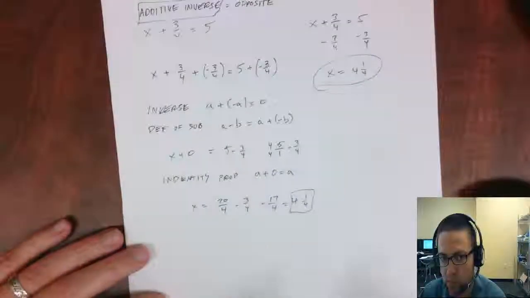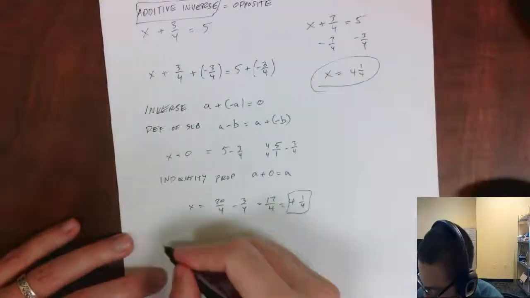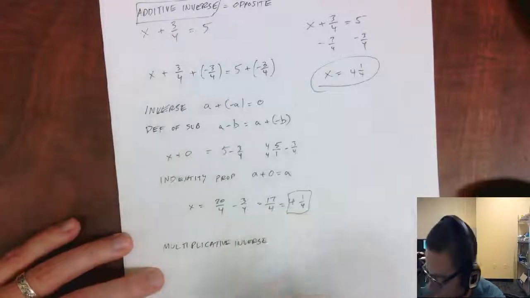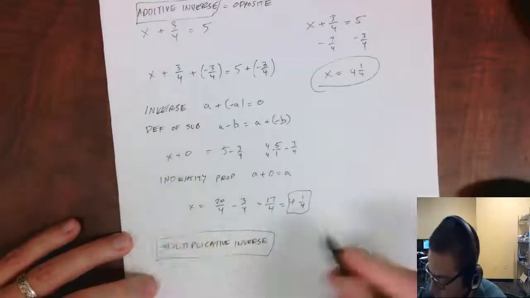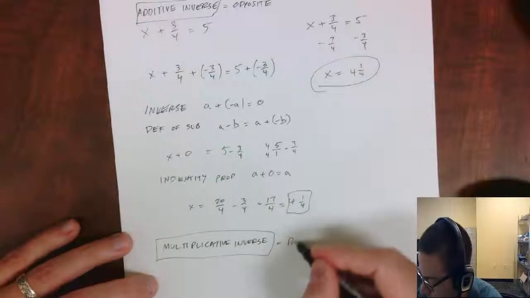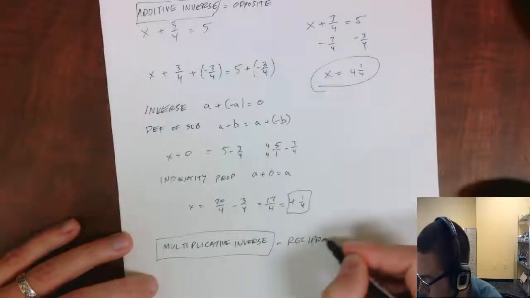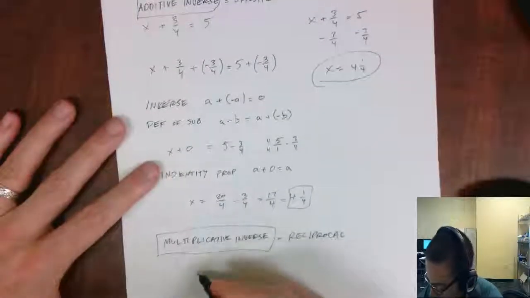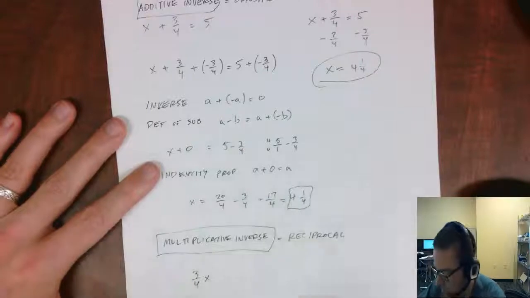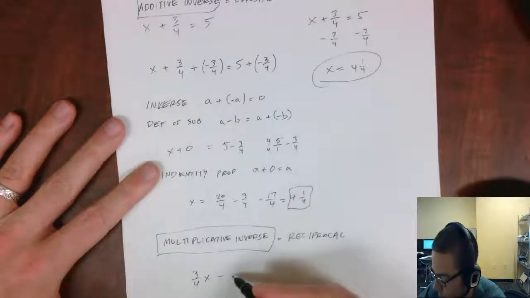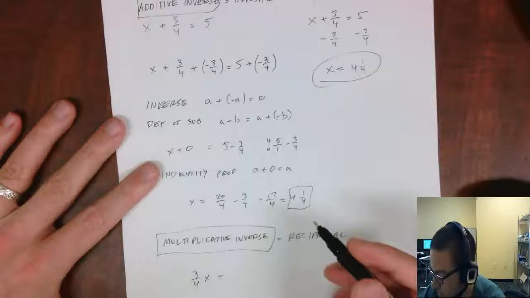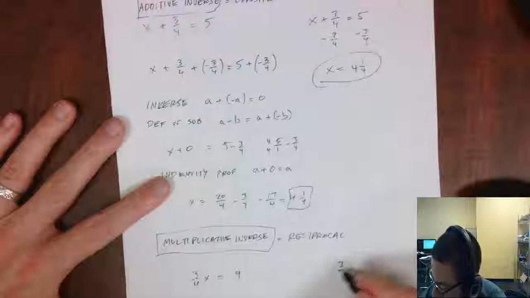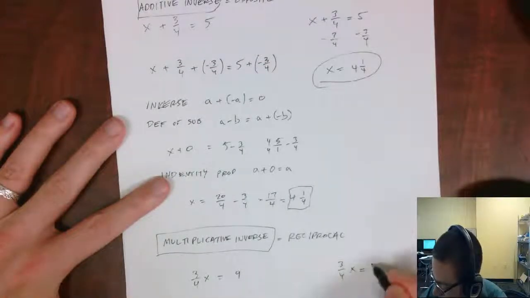Now, what about multiplication and inverses? So the multiplicative inverse. This term is equivalent to reciprocal, and all it is is the fraction flipped over. So if I have, I don't know, 3/4 of a number is equal to, how about 9? That'll work. So 3/4 of a number equals 9.